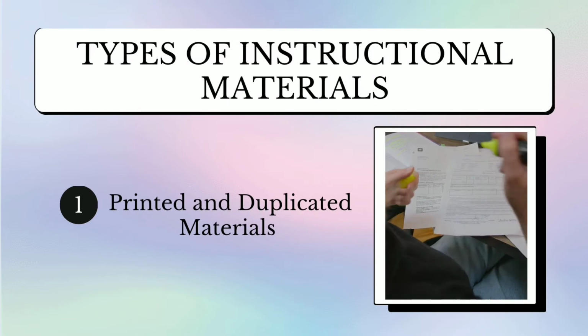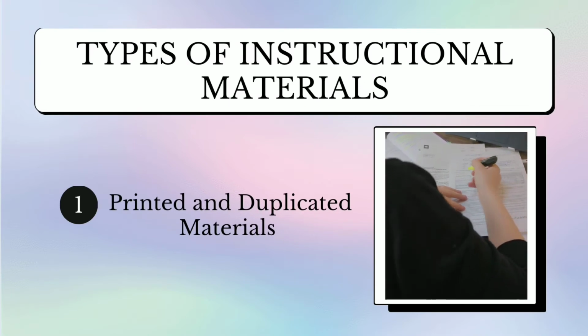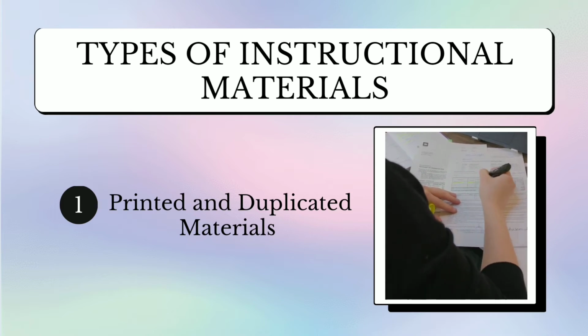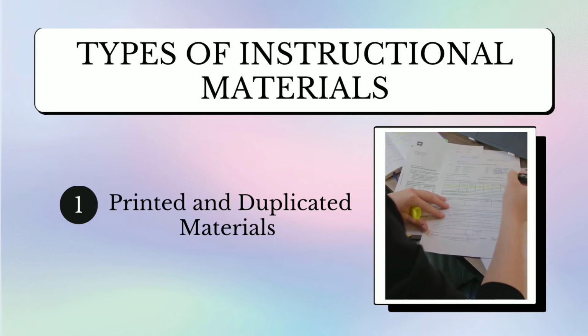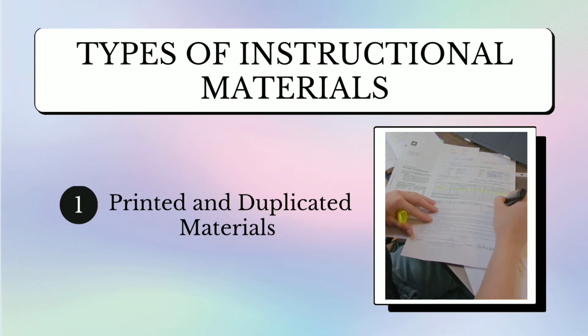These are the types of instructional materials. To start, we have printed and duplicated material. These comprise all textual and handout materials to be used by students or trainees, which can be turned out in large numbers by printing machines, photocopiers, and duplicators.